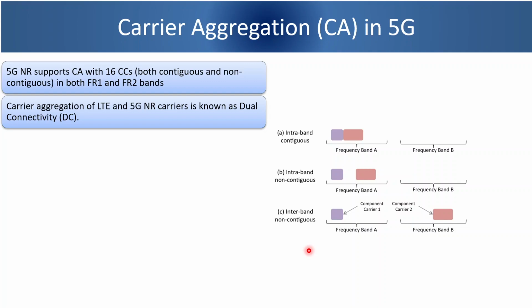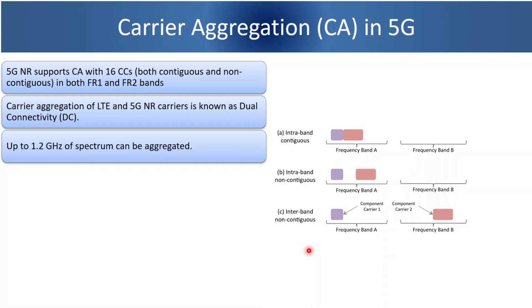It is also possible that the carrier aggregation of LTE and 5G NR can be used, and such carrier aggregation is known as dual connectivity. In case of dual connectivity, a 5G handset device connects to new radio as well as the LTE, and it uses both carriers, LTE carriers and 5G carriers, for data transmission.